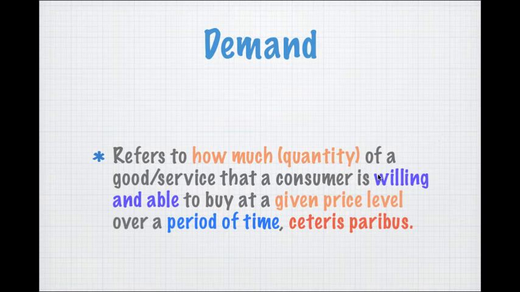The phrase willing and able means that the consumer must have the purchasing power to buy, and not just the desire to buy. If someone is willing to buy something but does not have the purchasing power to do so, he's not actually demanding the good. So that's a very specific definition for demand. Take note that it is over a period of time.